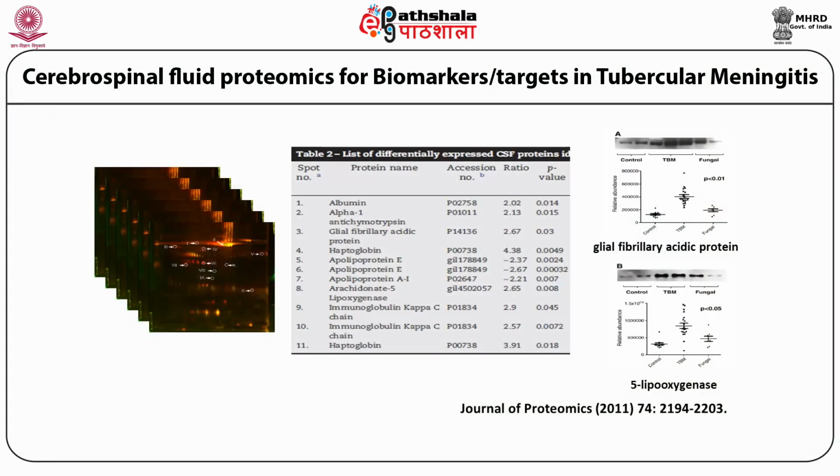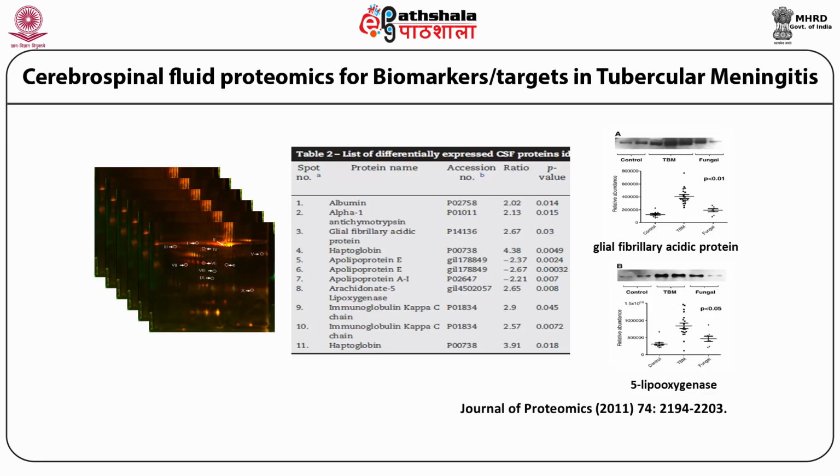Cerebrospinal fluid proteomics for biomarkers and targets in tubercular meningitis. Proteins were isolated from the CSF of tubercular meningitis patients and healthy controls. Differential in-gel expression experiments were conducted, and we identified a panel of proteins that were differentially expressed in the 2 conditions. We identified albumin, alpha-1 antichymotrypsin, glial fibrillary acidic protein, haptoglobin, isoforms of apolipoprotein, arachidonate 5-lipoxygenase, immunoglobulin kappa C chain, and haptoglobin. As you can see, the relative ratios are presented in column 4 and the statistical significance in the last column.